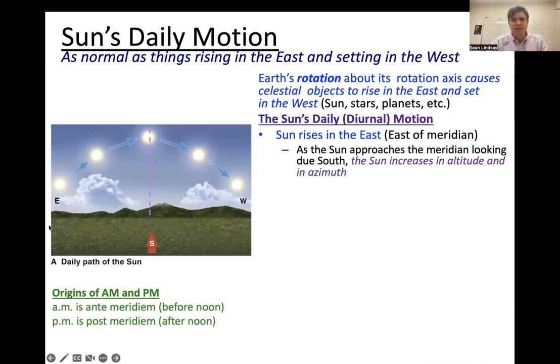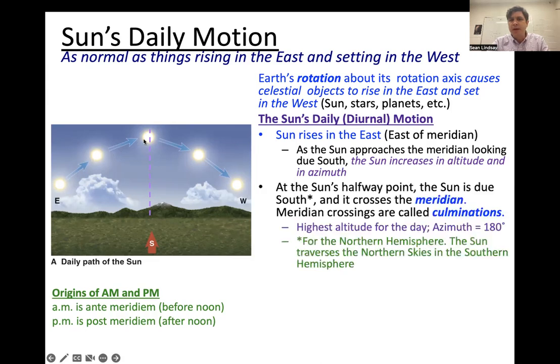No surprise that the sun is going to rise in the eastern part of the sky, and then it's going to increase in altitude and increase in azimuth as it approaches due south. So this purple line, the line that goes from due south through your zenith and connects back to due north, is our meridian. We're going to watch the sun rise, and it gets higher and higher, increasing in altitude until it reaches its halfway point, where it has spent half of its time in the sky.